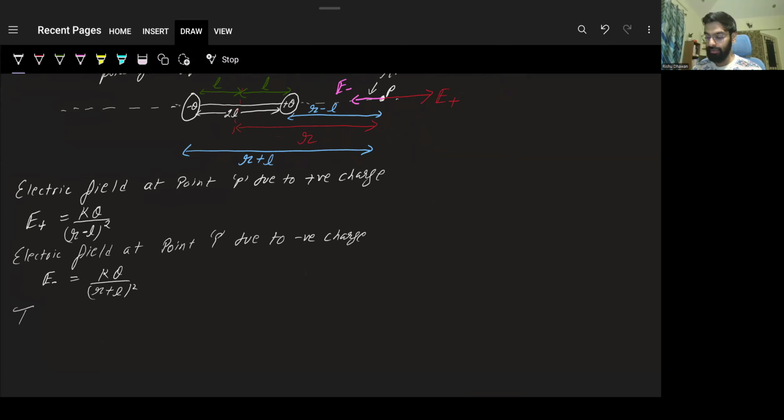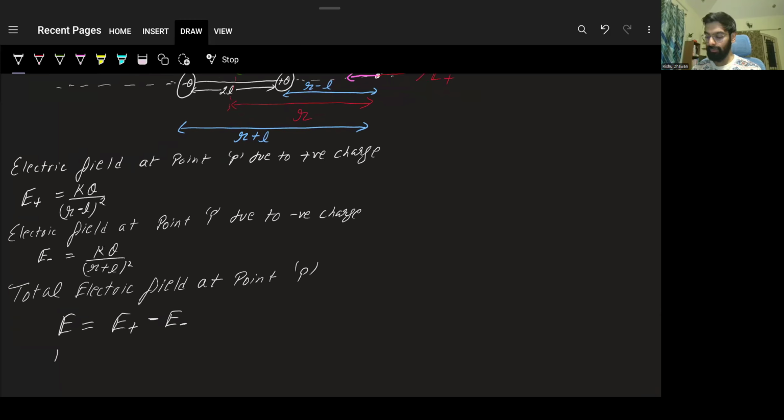So what is the total electric field at point P? Total electric field is generally what we say sum of. But here we don't use sum. Why? Because the direction of both is opposite to each other. So what we say the total electric field is E positive minus E negative. Right? So this is the total electric field.